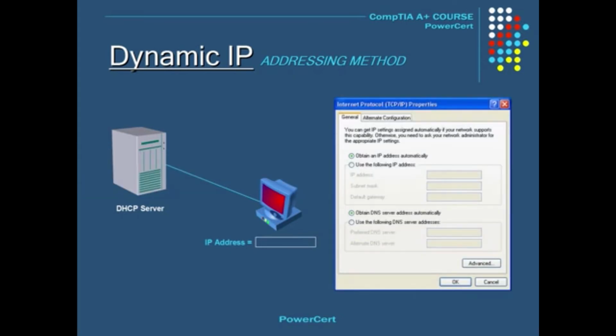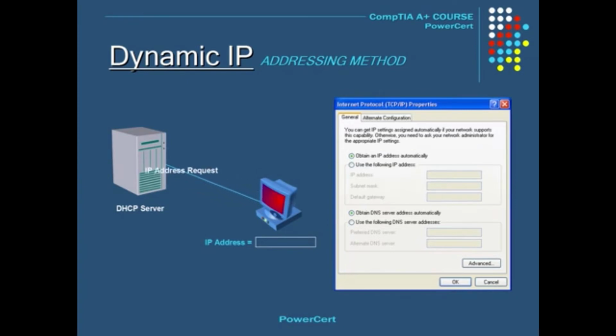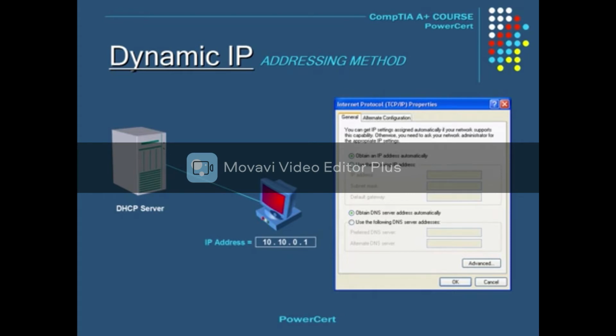Here we have the TCP/IP properties window open for the network interface card on a Windows XP machine. As you can see, this computer is set to obtain an IP address automatically. So when you choose this option and press OK, the computer will send out a request for an IP address. Then the DHCP server will assign an IP address from its pool and deliver it to the computer. Dynamic IP addressing is the best choice because it makes managing a network a lot easier.